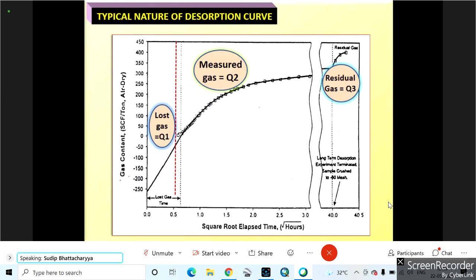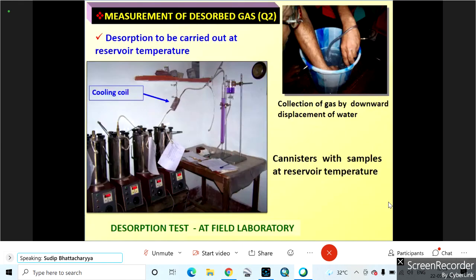We have to crush the sample. We have to powder the sample, and then we will have to measure the gas that will be entrapped within the pore spaces. So that will give the residual gas. When we add all these things, it gives you Q1 plus Q2 plus Q3, the total measurement of the gas.